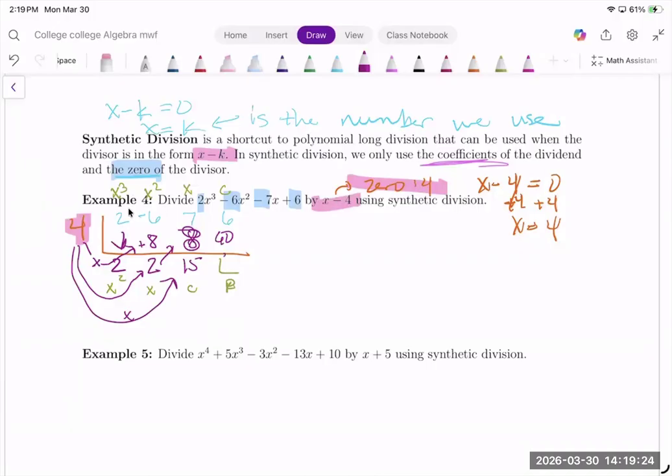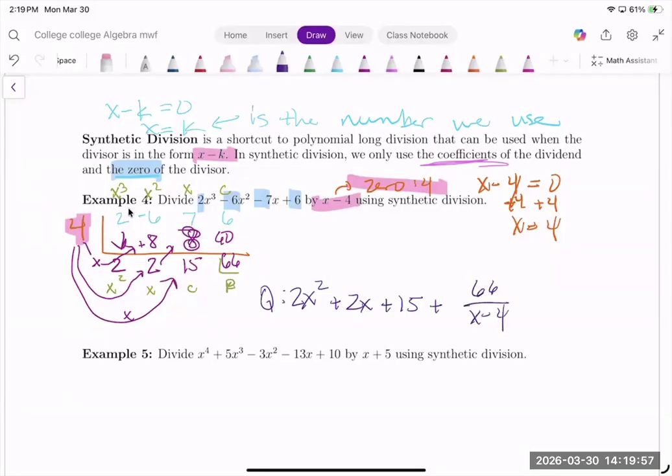And then we add down, so 66. Okay, so we now have that 2x cubed minus 6x squared minus 7x plus 6 divided by x minus 4. The full quotient is 2x squared plus 2x plus 15 plus 66 over the original divisor, which is x minus 4.